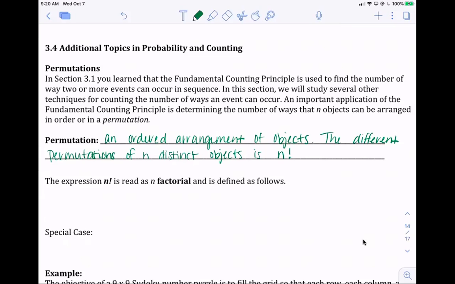it's defined as follows. So n factorial equals n times n minus 1 times n minus 2. That's going to continue until 3 times 2 times 1. So as an example, we look at 6 factorial. That would be 6 times 5 times 4 times 3 times 2 times 1. All right. And we have a special case, 0 factorial simply equals 1.